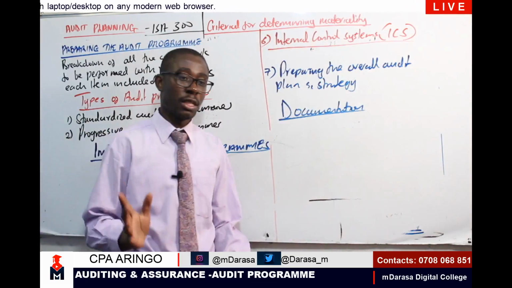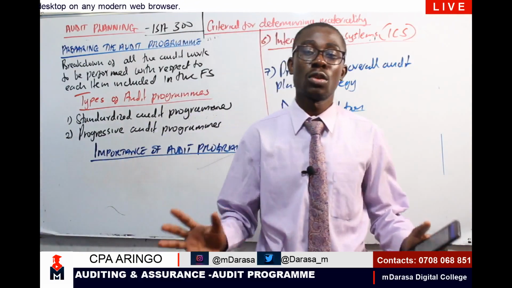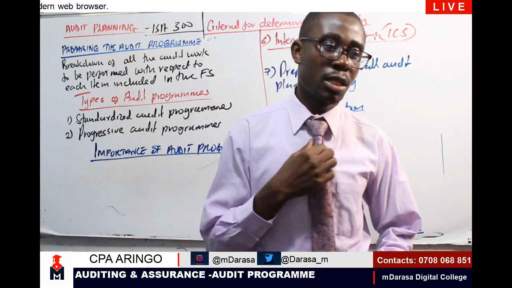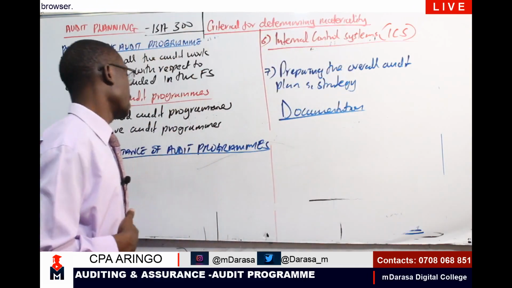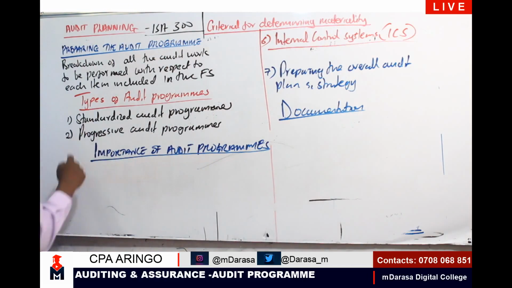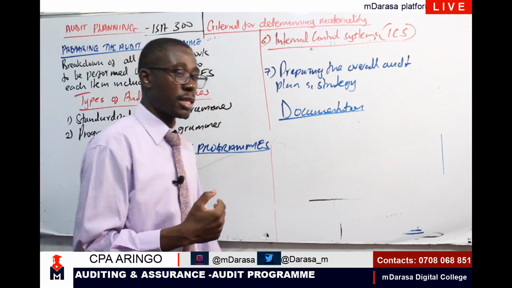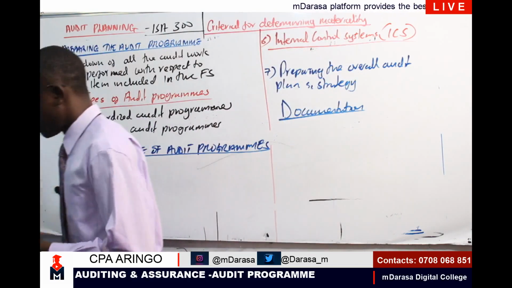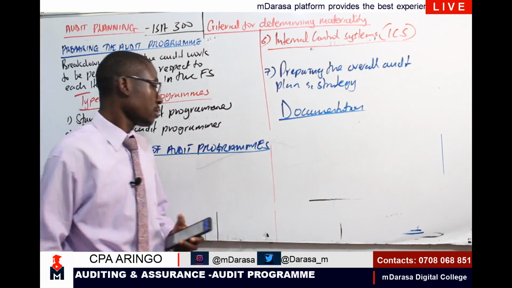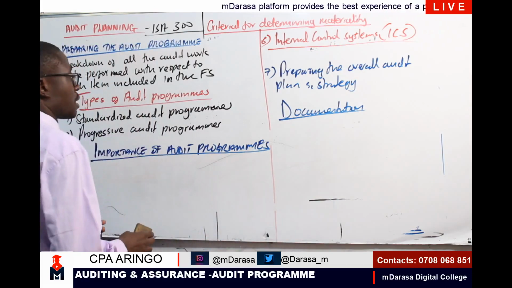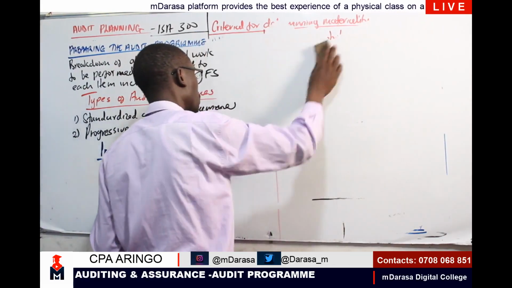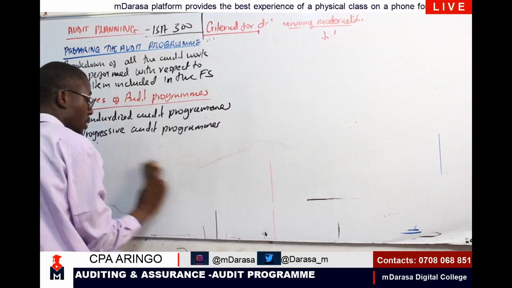Now, generally, we've looked at the general importance of the audit program. Now, I want us to dissect each of these items, because recall we say that for audit programs, I'll be talking of two: the standardized audit program as well as the progressive audit programs. So I want us to dissect the first one, the standardized audit programs. That is what I want us to start with, and see what it means, what it entails and how it is important.